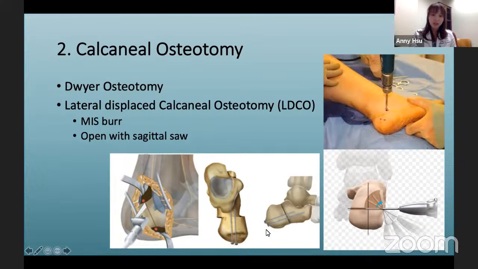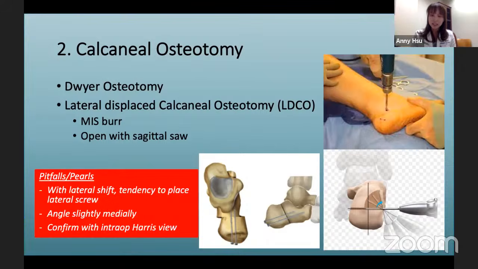One of the technical challenges and pearls here is that almost always it's easy to place your screw too lateral because you are holding the heel with one hand in a correction, and the tendency is to aim the screw in the center of the heel. We have to remember you have to angle it slightly medially because you can come out distally with your lateral shift. This can be prevented again with an adequate amount of intraoperative imaging to confirm your alignment.